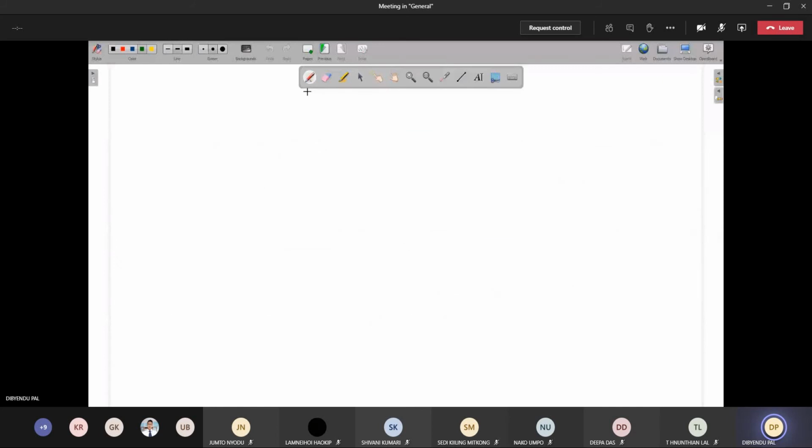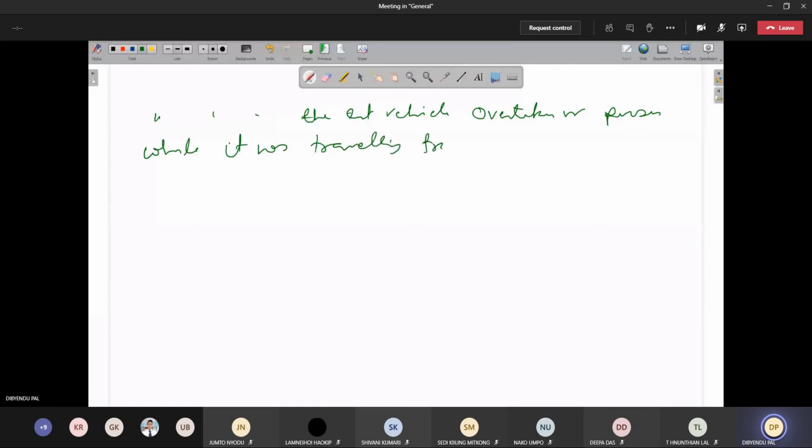Next, the number of vehicles the test vehicle overtakes or passes while it was traveling from YY to XX, that is in westbound direction. Let us say this value is PW.